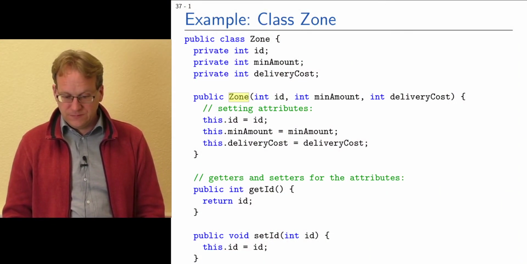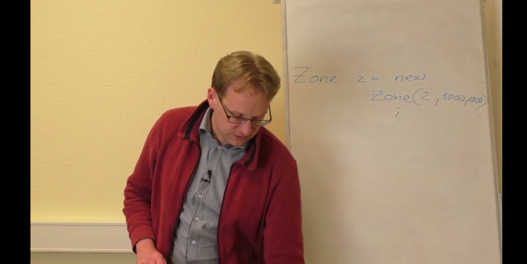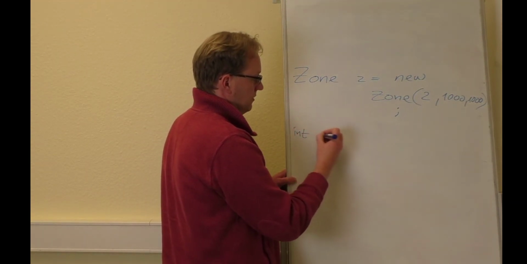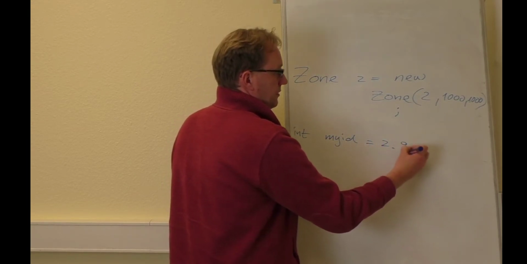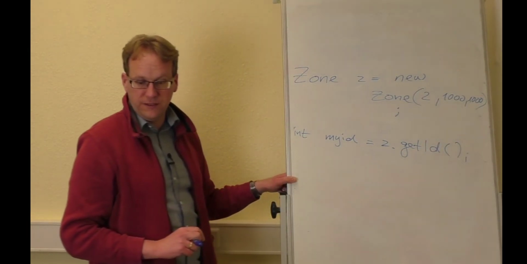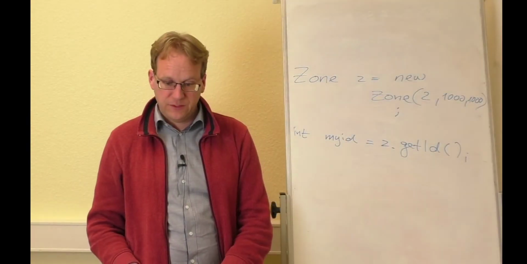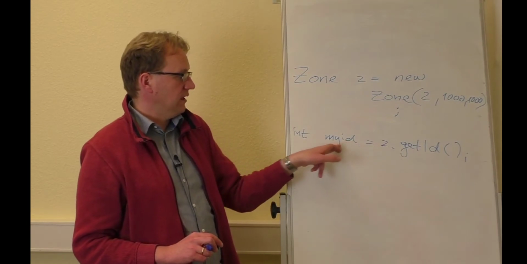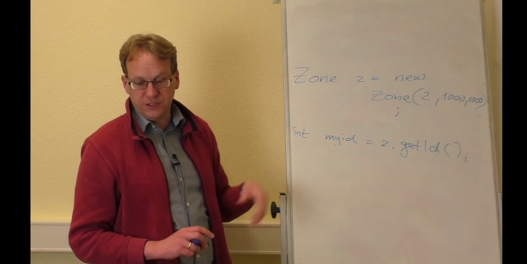Well, we have these getter and setter methods. So for example, after creating a zone object, we could write int myID is equal to z.getID. With that, we would call this getID method, and we would accordingly read the ID from our object z and store it temporarily in our variable myID.